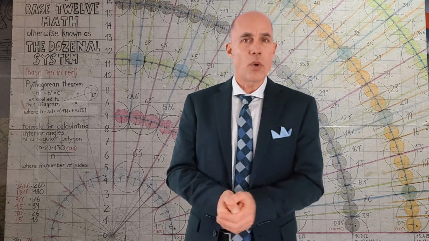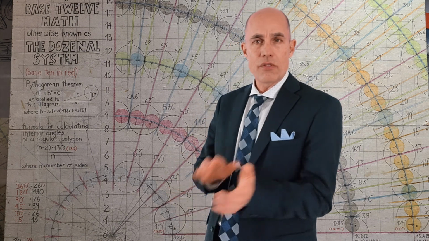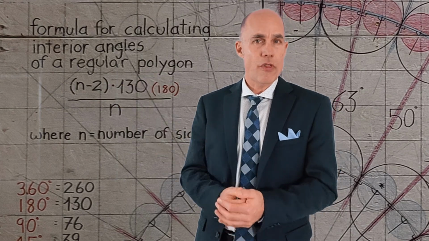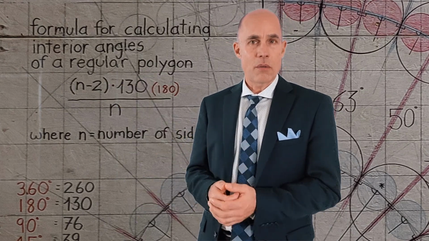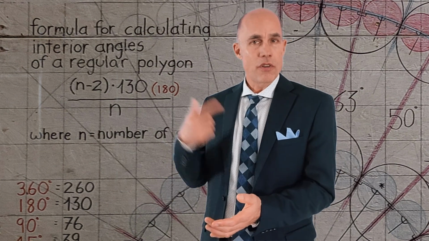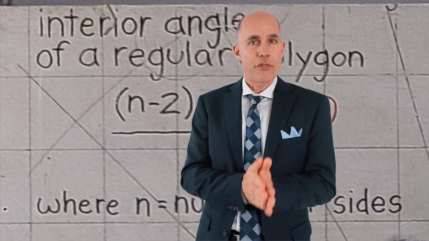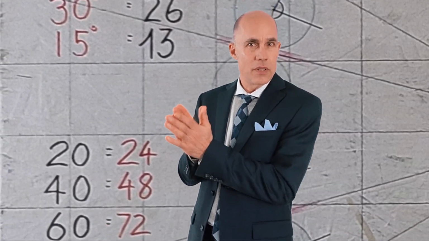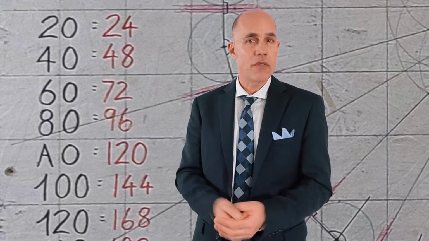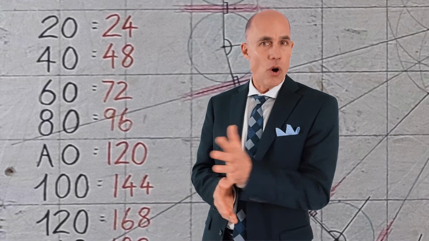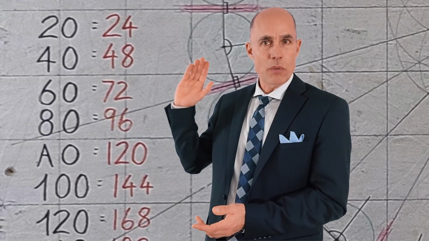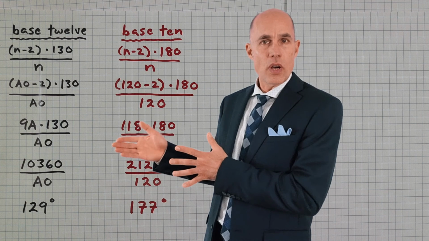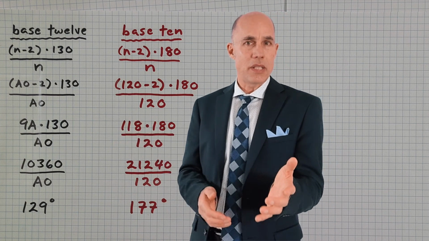Then if we want to figure out what the interior angle is in each of these small circles, we can use the formula n minus 2 times 130 divided by n, where n is the number of sides in this ever larger polygon. So we're on the fifth ring, and each ring is in sections of 24 sides, or 20 in base 12. So 5 times 20 is AO in base 12. So that's the number we plug in for n, and we get an answer of 129 degrees in base 12, which is 177 degrees in base 10.